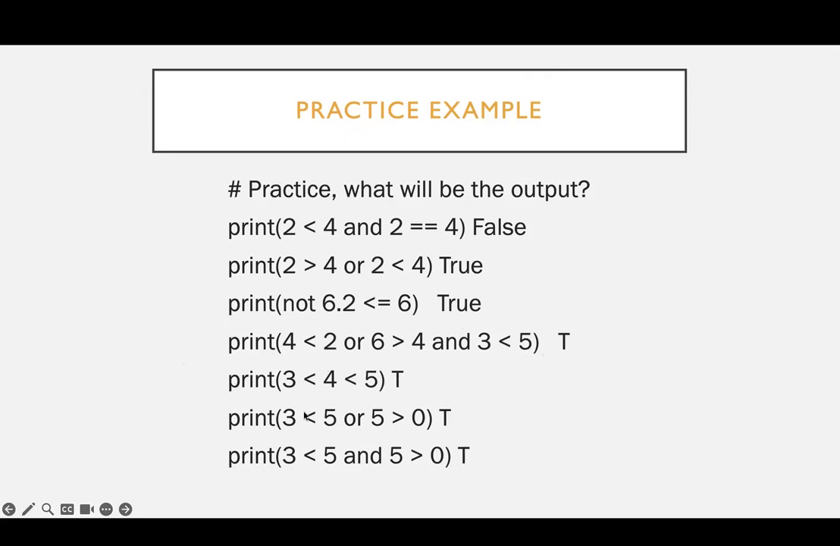And we can actually use comparison operators in a chain. So 3 is less than 4, less than 5. This is true. Finally, for the second to last print statement, Python will evaluate 3 is less than 5. And then the next one is or. So the rest doesn't even need to be evaluated because this is true already. No matter whether it is true or false, the ending result will be true. So you can work on this last one.